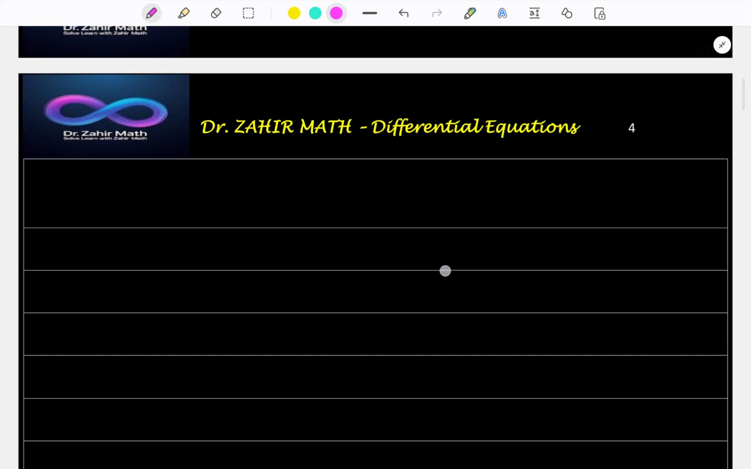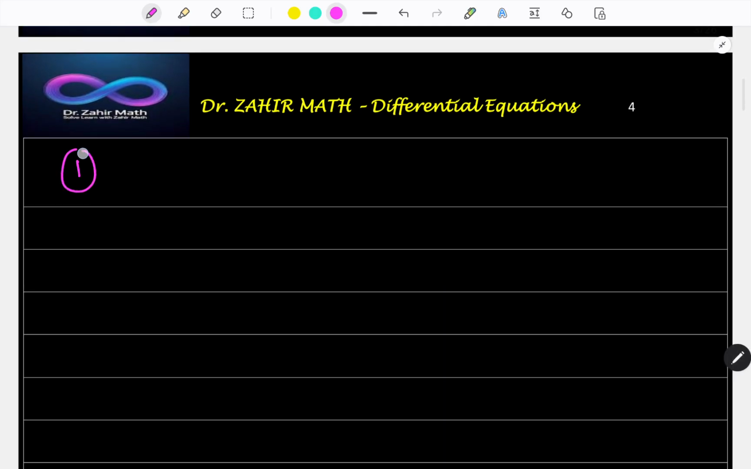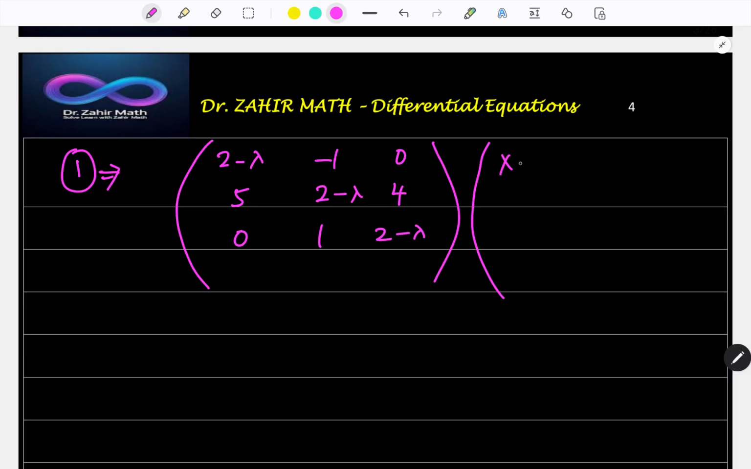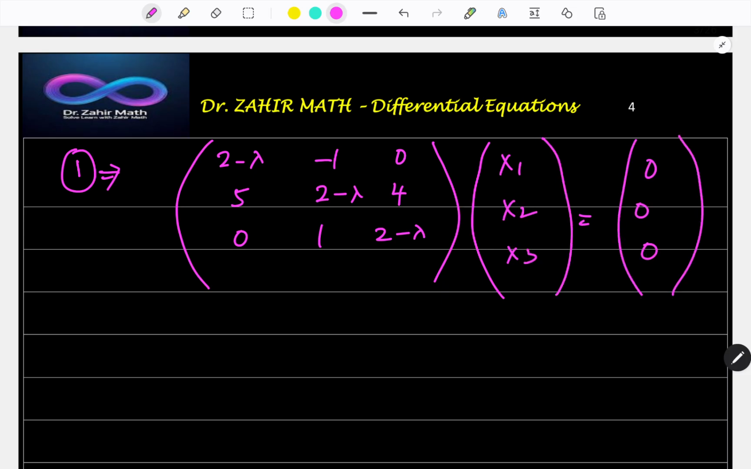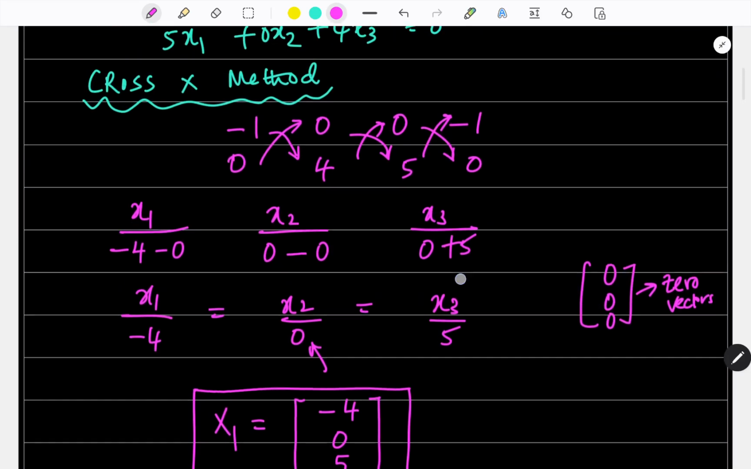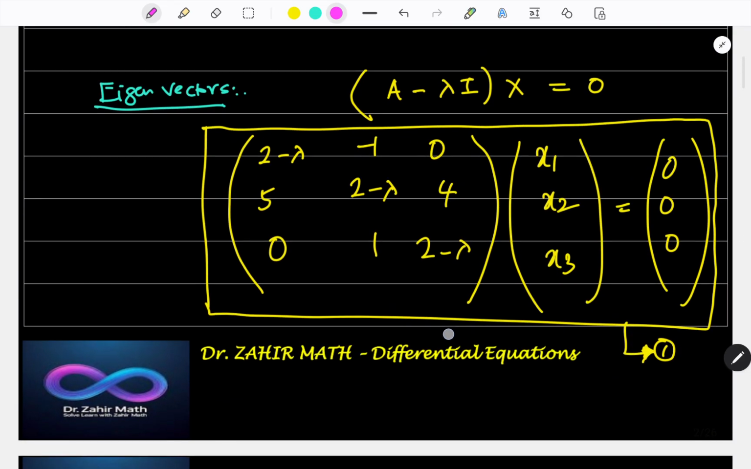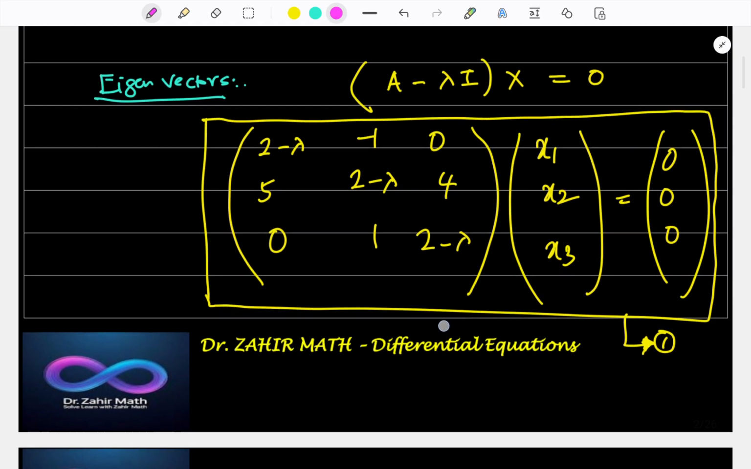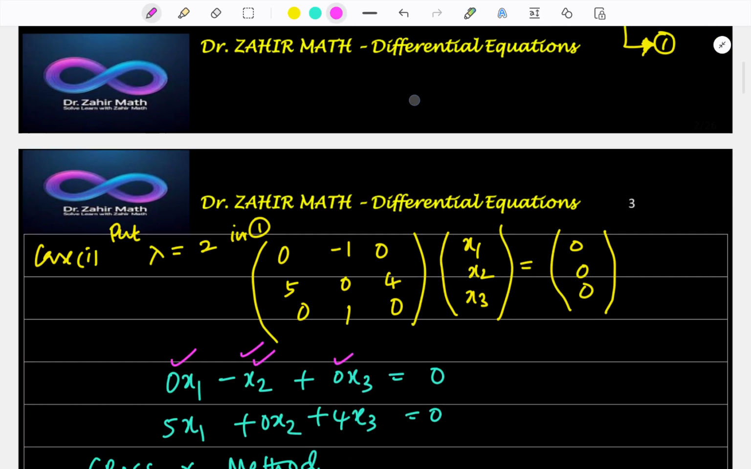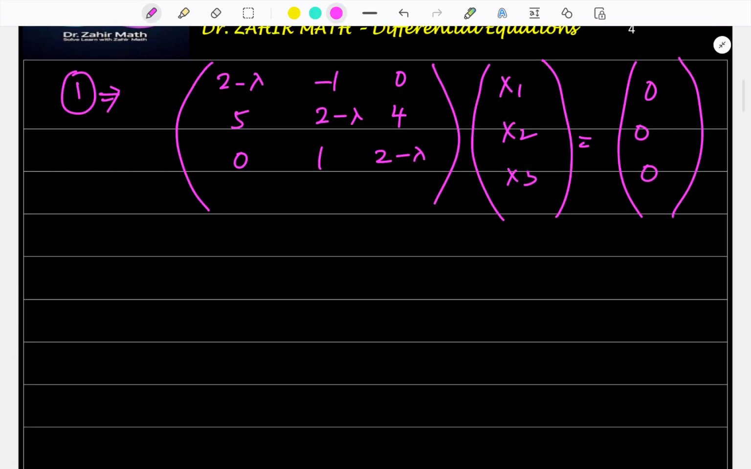Okay. So let me write the equation again, no problem. Equation 1, I will write again. So equation 1 implies the matrix with rows 2 minus lambda, minus 1, 0; then 5, 2 minus lambda, 4; and 0, 1, and then 2 minus lambda. Easy to remember. Multiplying x1, x2, x3, which is equal to 0, 0, 0, right? Let me check once again, because a little bit after finishing the video, it may be wrong. Yes, correct. So x3 is equal to 0.